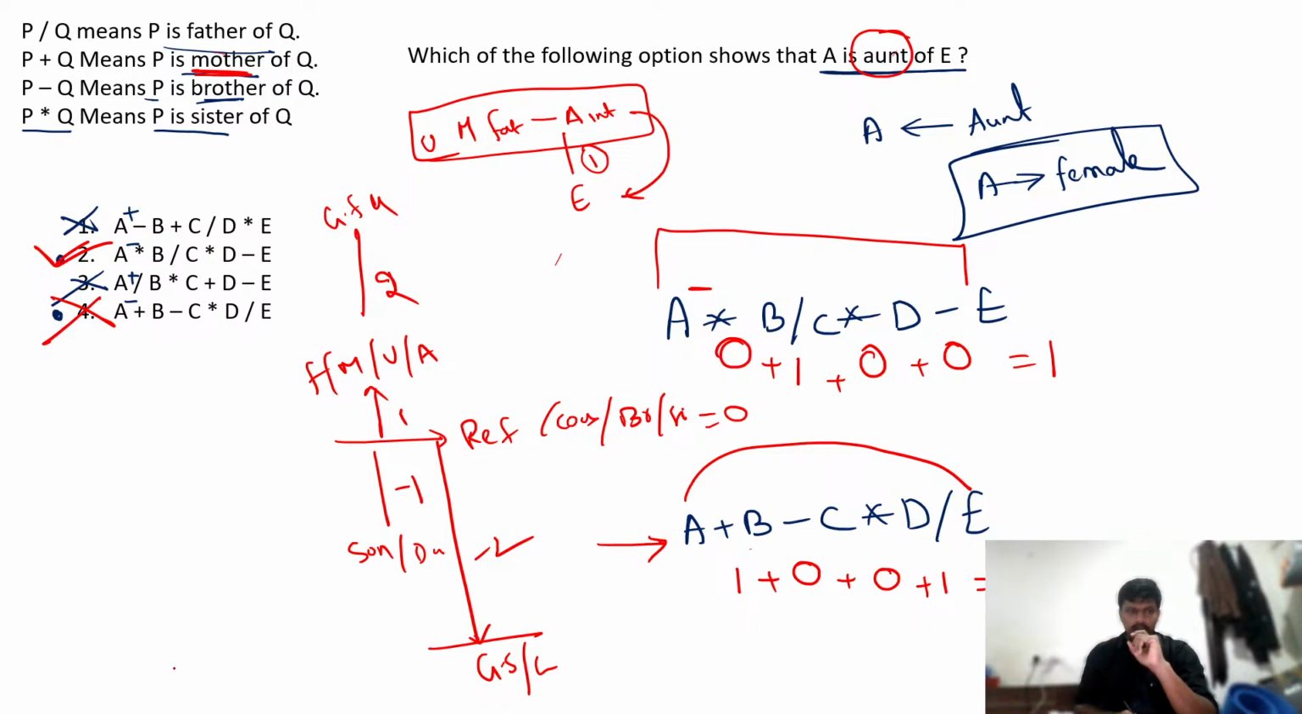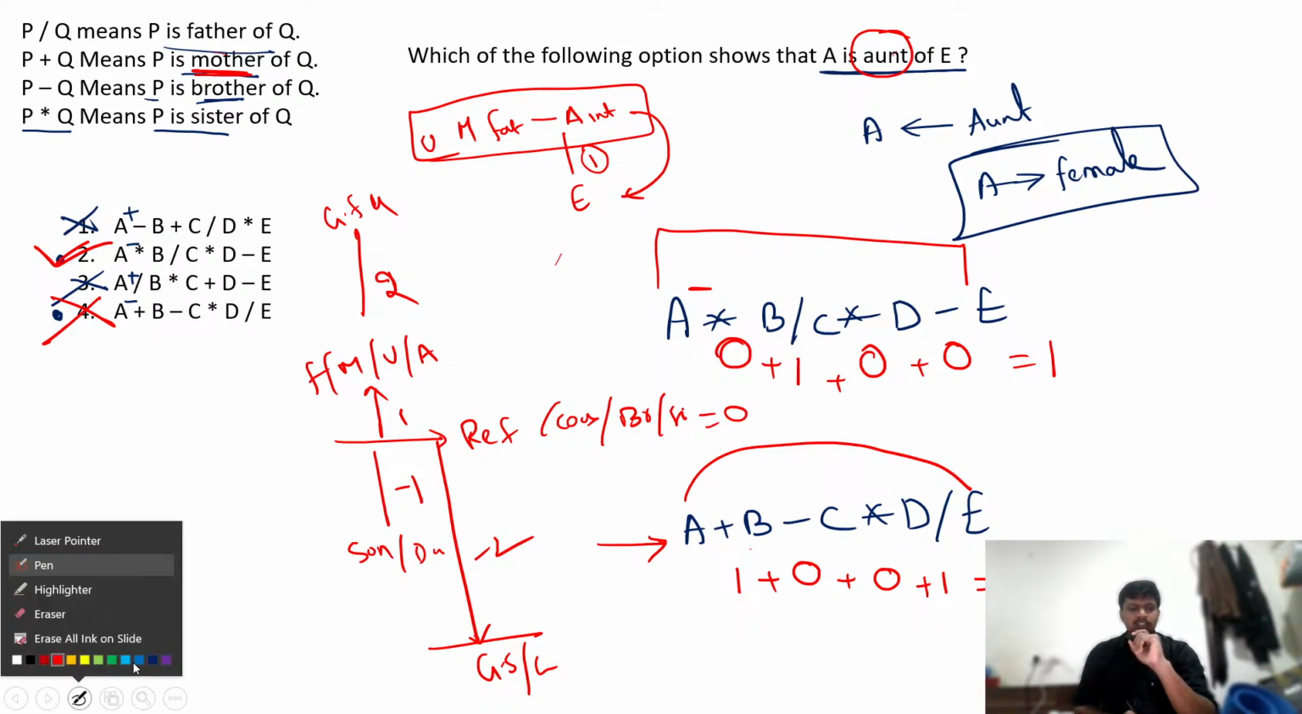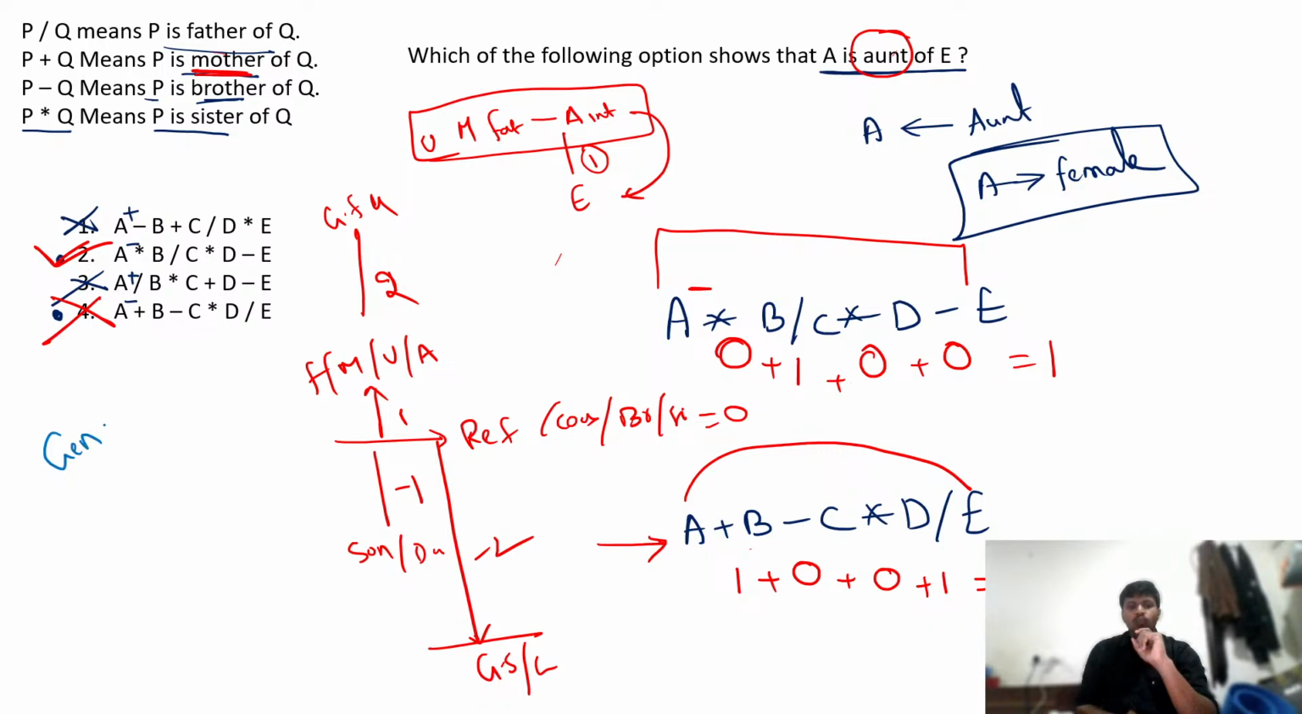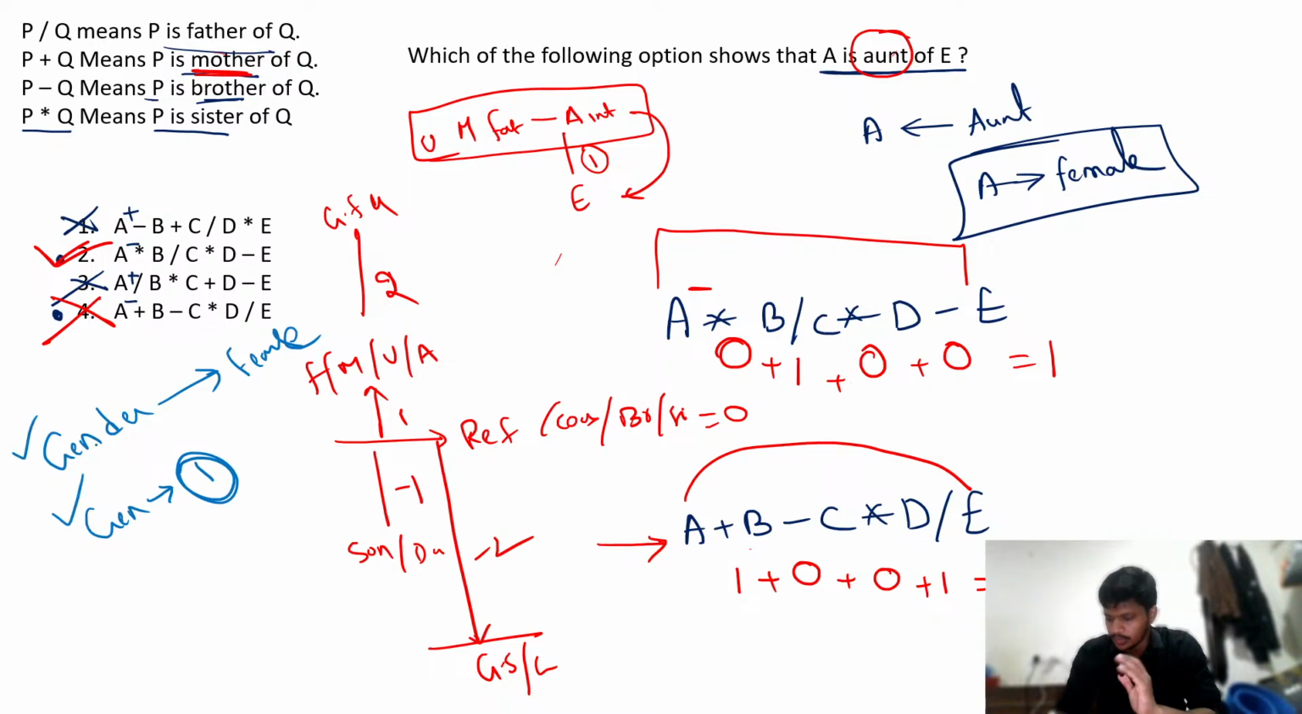I will tell you what we are doing. First, we are checking the gender. We want a female, so whether we have the female or not. Then after getting the female, we are checking generation gap. I want aunt. Aunt means there should be a gap of only 1 generation. So by using this gender and generation, you can eliminate most of the options. Okay, I will just repeat the entire problem once, then we'll move on to the next one.